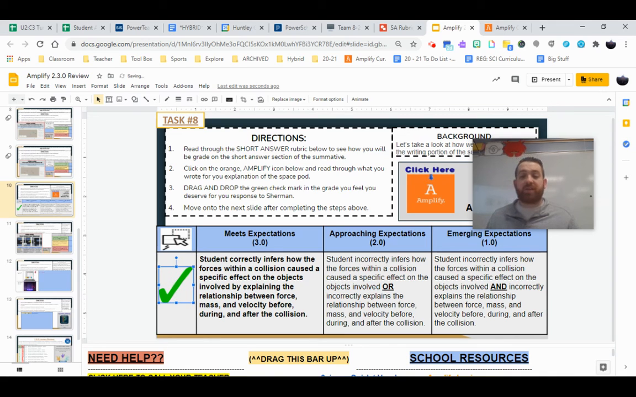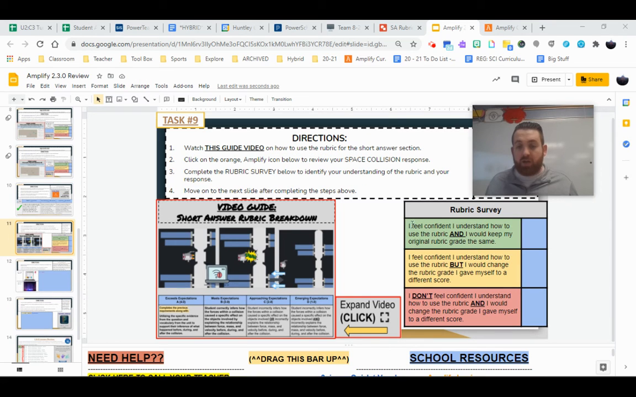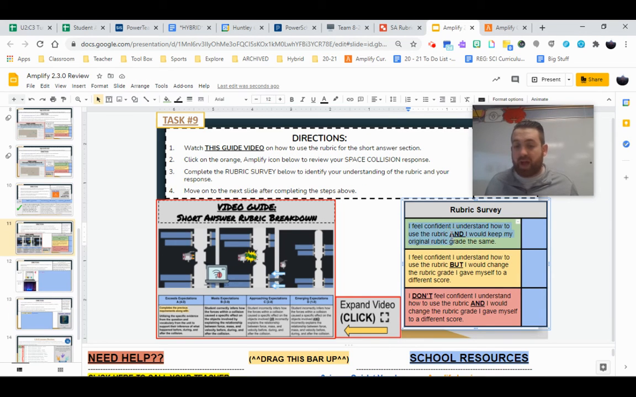So now that we've broken it down, it's your job to compare my response to your response and answer our survey question. Do you feel confident you understand the rubric? And would you keep your original rubric grade the same? That tells me I understand the rubric. I used it correctly. It doesn't matter if you give yourself high marks or low marks. You know how to use the rubric and how it makes sense.